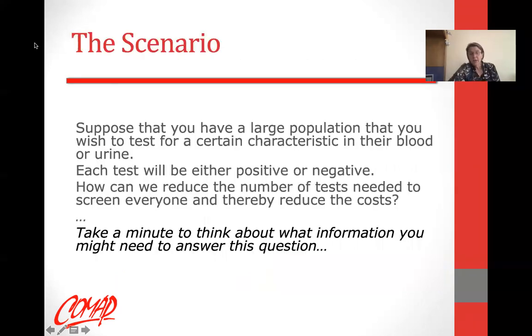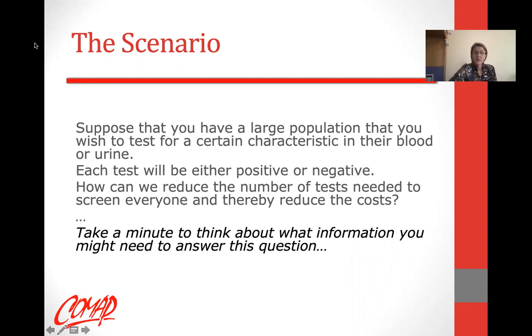So again, we'll go back to the problem statement. Suppose that you have a large population that you wish to test for a certain characteristic in their blood or urine. This came from the idea of Dorfman. Later on, they used this idea of pool testing, for example, in the Olympics to find athletes who were doping. Each test will either be positive or negative, and we're trying to figure out how to reduce the number of tests so we can reduce the cost.